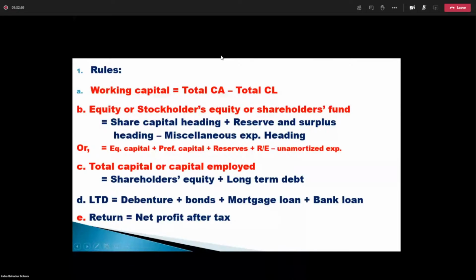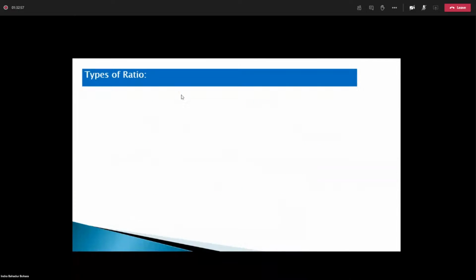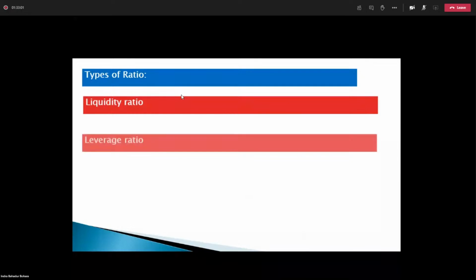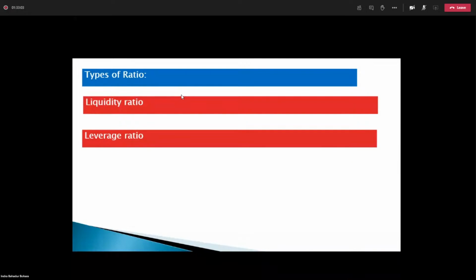So, these are the basic rules, principles and formulas for the calculation, and they will be frequently used and are essential in ratio analysis. Now we are going to discuss the types of ratio. The first is liquidity ratio. I had already told you its answer should be calculated in leverage ratio and liquidity ratio.